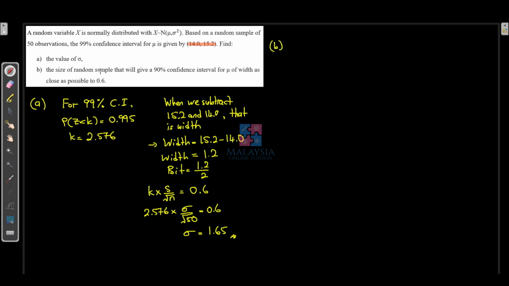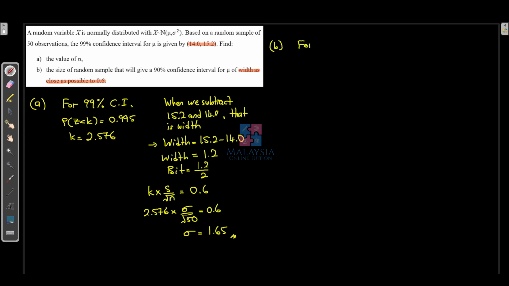For part B, the size of random sample that will give a 90% confidence interval for mu of width as close as possible to 0.6. So be careful of this: width as close as possible to 0.6. What are we going to do first? As usual, you check the confidence interval. It is 90%, so we need to find the value of k.